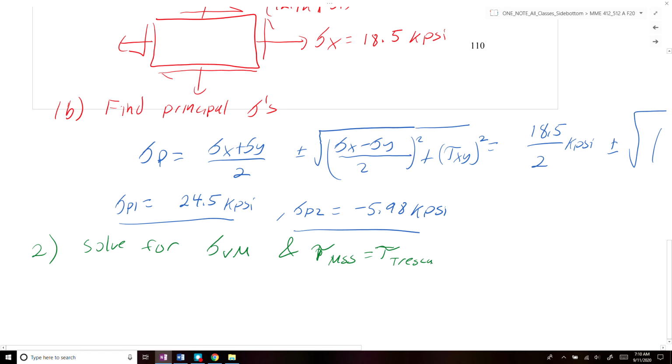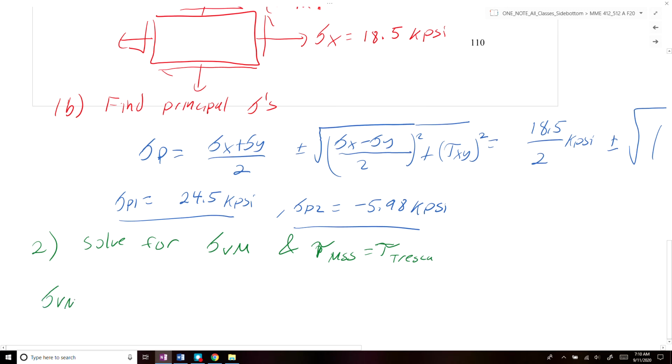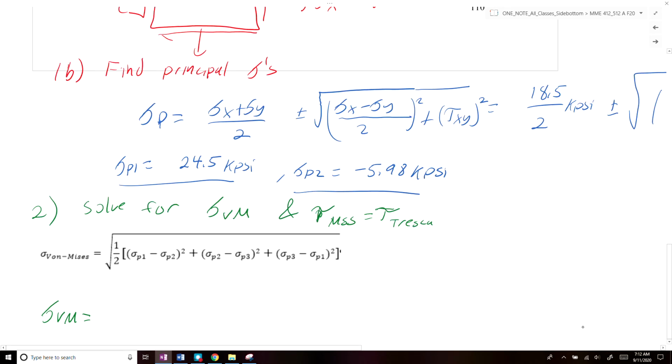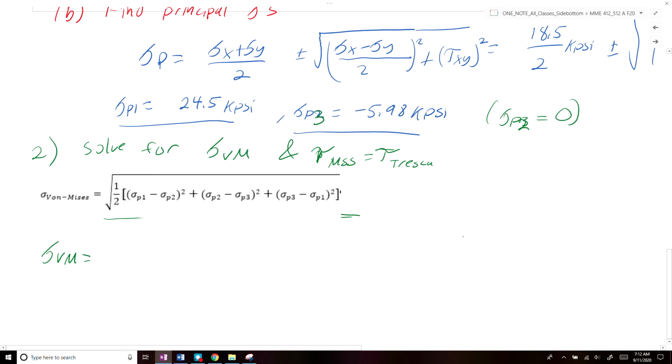All right, so for sigma von Mises, we're just going to plug into our von Mises stress equation. From earlier in the lecture, we know that sigma von Mises is equal to this equation here. So we know that sigma P3 is going to be equal to 0. Well, technically this is really sigma P3 and sigma P2 is 0. So we can plug in all of these values here.